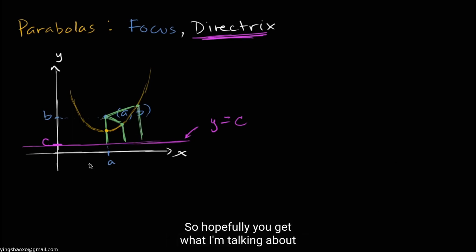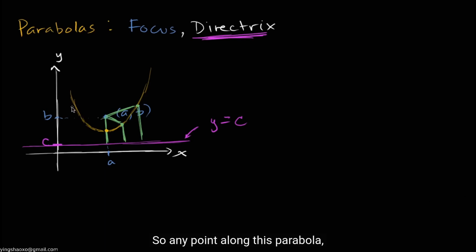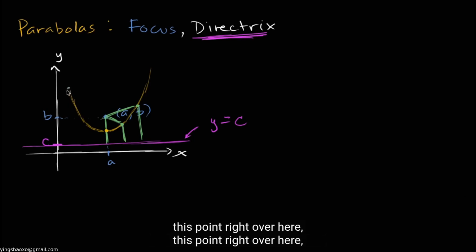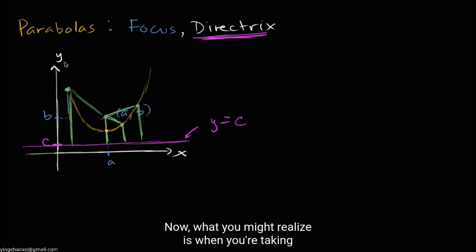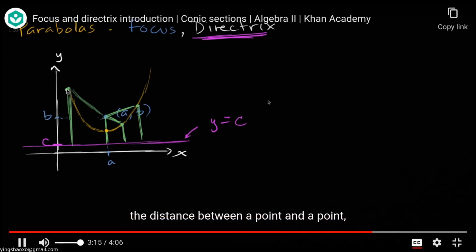So hopefully you get what I'm talking about when I say that the parabola is the set of all points that are equidistant to this focus and this directrix. So any point along this parabola, this point right over here, this point right over here, the distance to the focus should be the same as the distance to the directrix.